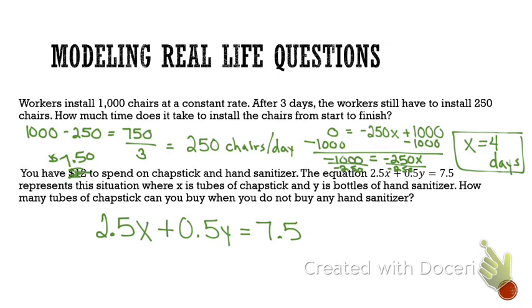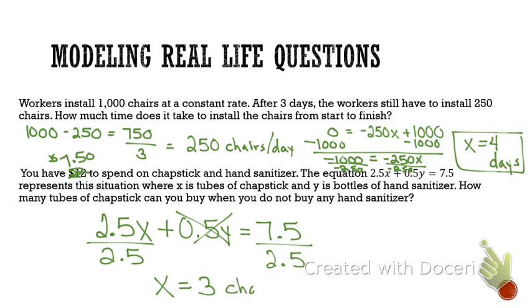All right, X stands for chapstick, Y stands for sanitizer. You have $7.50 to spend. How much chapstick can you buy if you don't buy any hand sanitizer? So it doesn't matter that hand sanitizer is 50 cents each. It's irrelevant. You're spending nothing or a zero value for that. So now if you spend nothing there, all you have to do is just divide by how much chapstick is, and you would find that you can buy 3 sticks of chapstick. Okay, very similar to what you're going to see on your test, very, very similar.